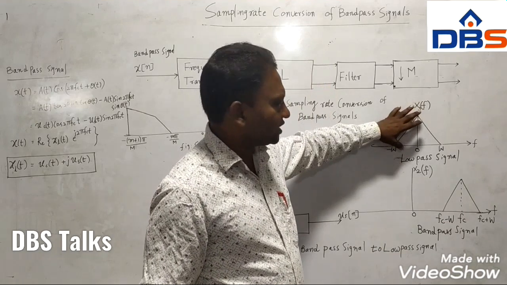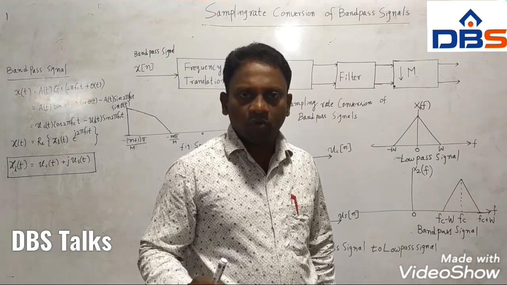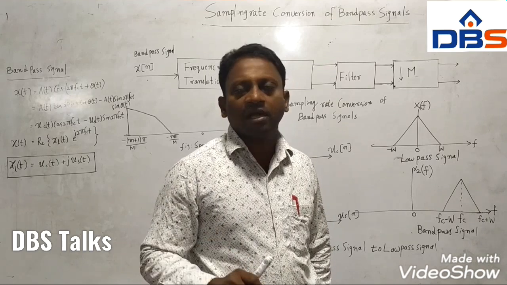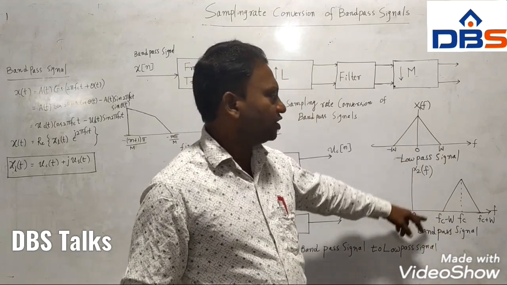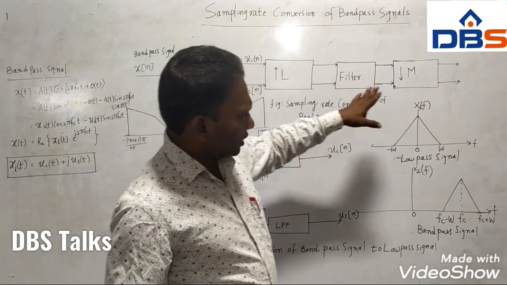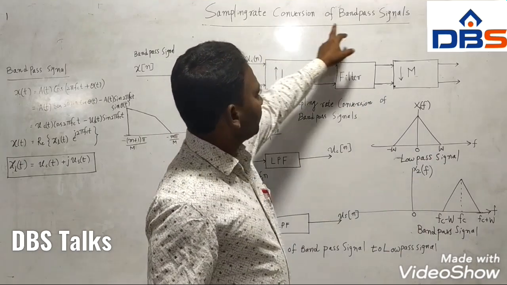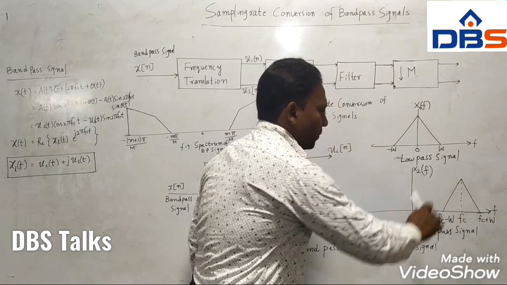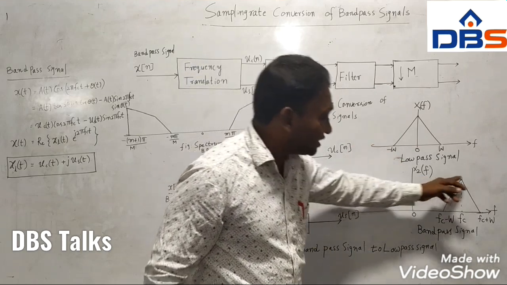So this is a low pass signal spectrum, and this is the bandpass signal spectrum. Bandpass signal means a signal whose spectral components are centered about some central frequency which is not a 0 frequency. Now you can clearly understand from these two diagrams the two spectral components. Now we have to convert this type of bandpass signal. Sampling rate conversion of a bandpass signal means we have to convert the sampling rate of this signal, not this one.